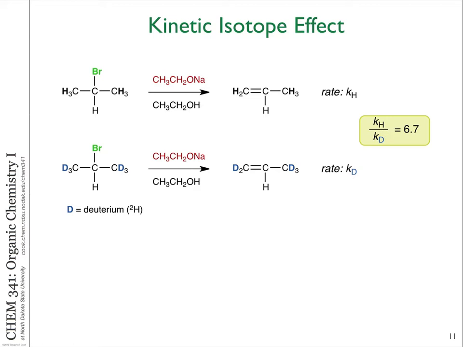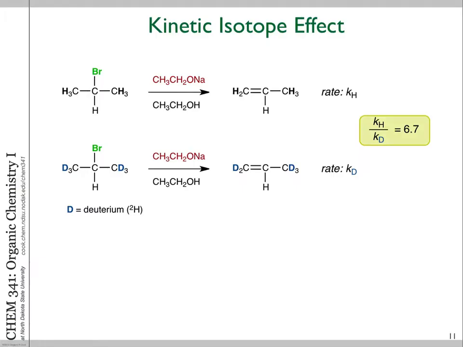So in this case, we can see that comparing the reactions where we use, in one case, hydrogens adjacent to the bromine, and in this case, deuterium adjacent to the bromine, we see a difference in rate. So let me explain this a little bit. You should know, hopefully you know, that we use the symbol deuterium to indicate the isotope of hydrogen, which is heavy hydrogen. The main isotope of hydrogen is H1.